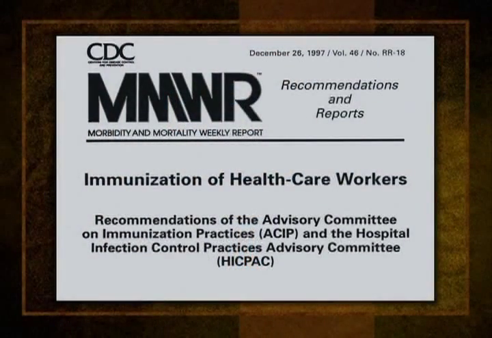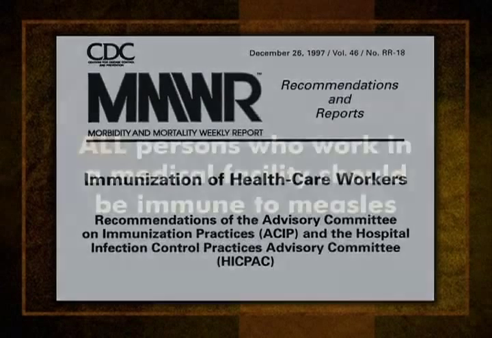Healthcare personnel are at particularly high risk of measles because they can unknowingly be exposed to measles at almost any time. Nosocomial measles transmission has been documented in the offices of private physicians, in emergency departments, and on hospital inpatient units. The risk of measles infection in healthcare personnel is estimated to be 13 times higher than for the general population. So measles immunity in healthcare personnel is especially important. In 1997, ACIP and the Hospital Infection Control Practices Advisory Committee published comprehensive recommendations for the immunization of healthcare personnel. This document is a bit dated now, but the recommendations for measles immunity are still valid.